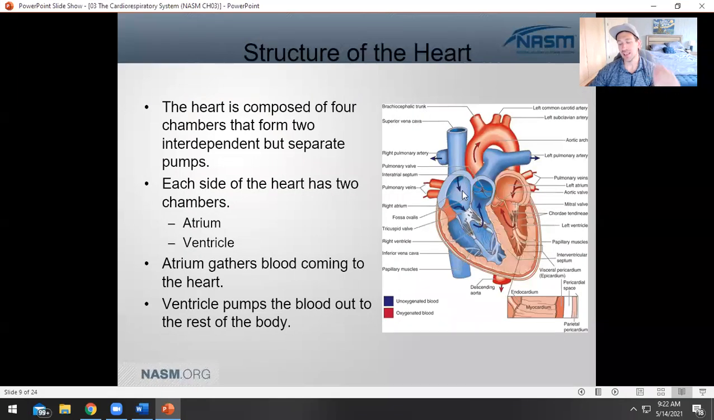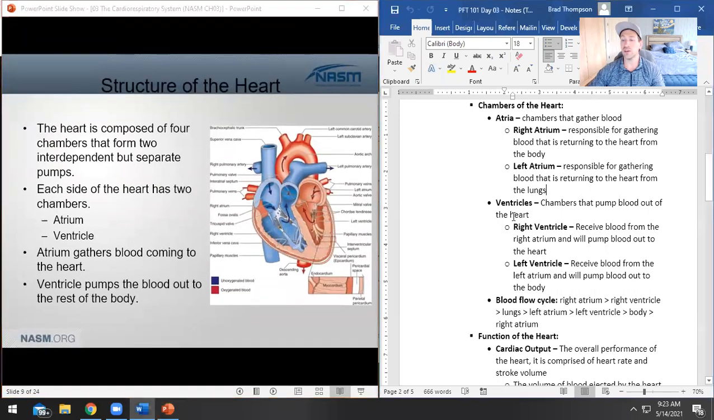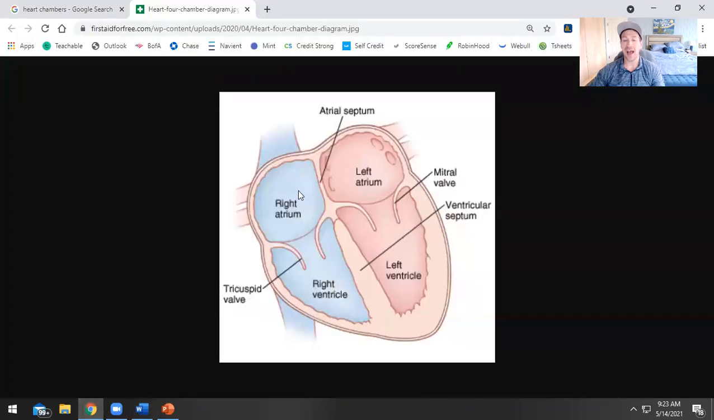So you can see I've got blood rushing into my heart from two different spots. It's either returning from my body, and that's going to go into my right atrium, or it's returning from my lungs, and that's going to go into my left atrium, okay? And so those are your atriums. They're gathering blood as it's returning to the heart. And then you've got your ventricles, and ventricles are chambers that pump blood out of the heart.